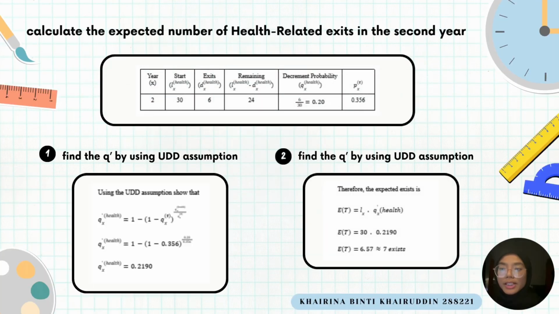Okay, next, we calculate the expected number of health-related exits in the second year by using the UDD assumption. Based on the table, we just highlight the year 2 health-related exits. To find the UDD assumption, we substitute the data that we need into the formula. We get the Q prime for the health as 0.2190. After we get that, we can find the expected value. So we get the expected value is 0.57, which is approximately 7. So the expected value for the Q prime in year 2 for the health-related is 7.